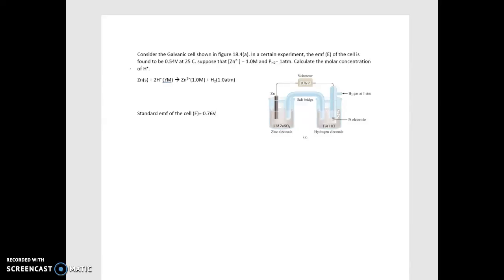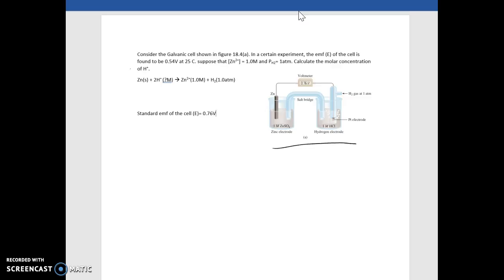Alright, so this is the first problem for the extra credit of exam 4. It's a problem from the book, and it reads as follows. Consider the galvanic cell shown in figure 18.4a, and it's the one that I drew here. In a certain experiment, the EMF of the cell is found to be 0.54 volts at 25 degrees Celsius.